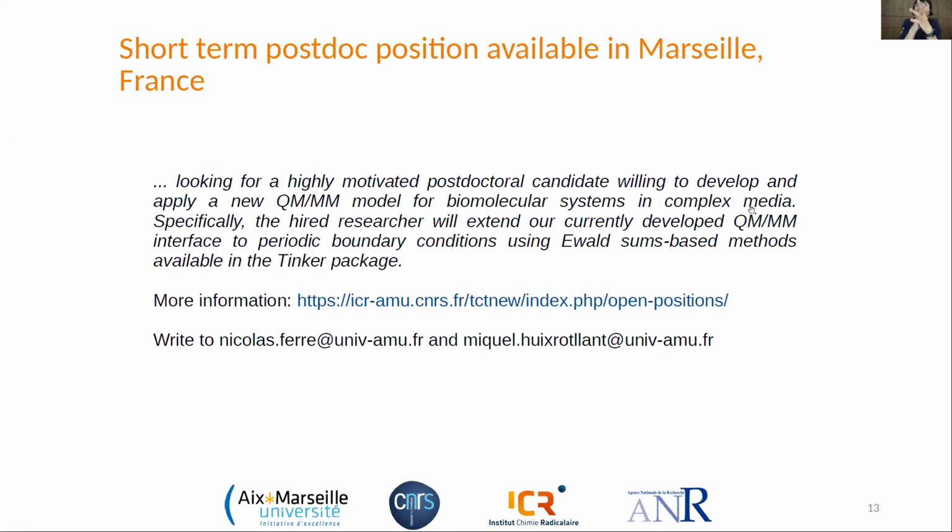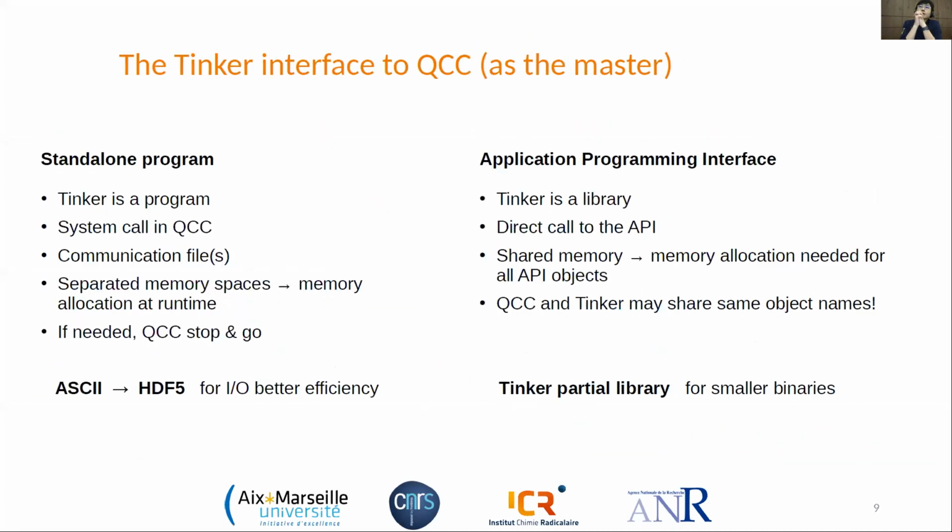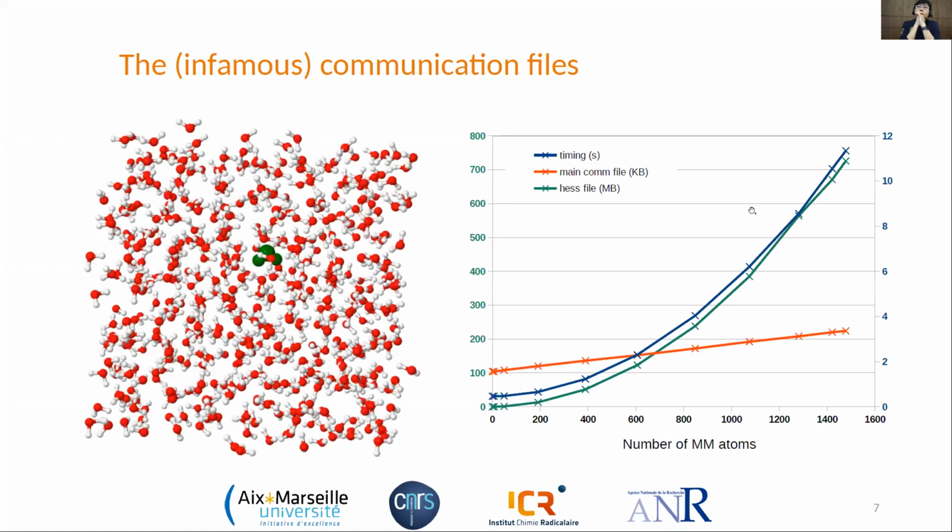Thanks for a very nice talk. In the first part of your talk, connecting Tinker with your QM program, your concern was that the communication, in the case of a standalone program, is a bottleneck. I mean, writing the files, right? What would be the size of those files, but also is there any possibility of writing those to the main memory rather than hard disk?